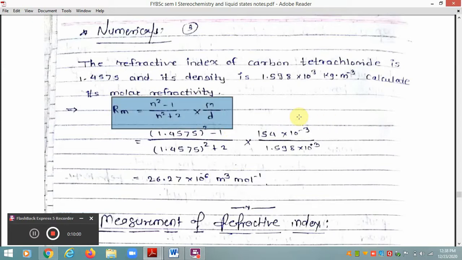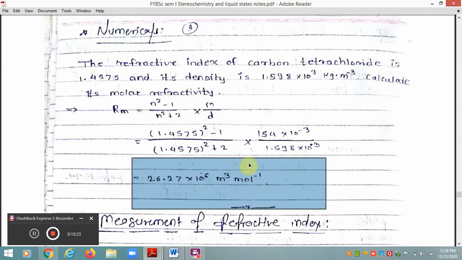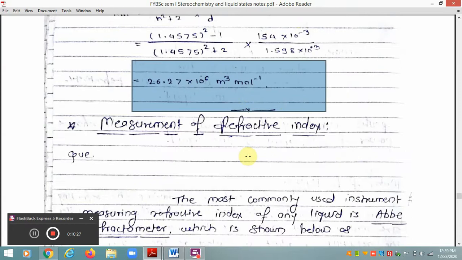Molar refractivity is directly given by the equation (n square minus 1) divided by (n square plus 2) into M upon d. Already we know the values of refractive index n, density is also given, and we know the molecular mass of carbon tetrachloride, that is 154. So definitely in kg it will be into 10 raised to minus 3. So by putting all these values and by simplification we will get the molar refractivity equal to 26.27 into 10 raised to minus 6 meter cube per mole.